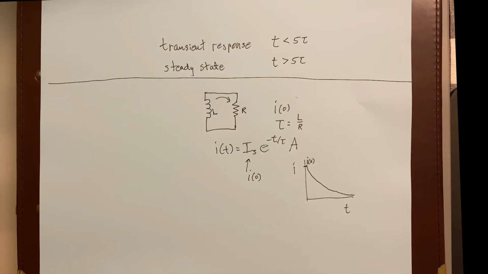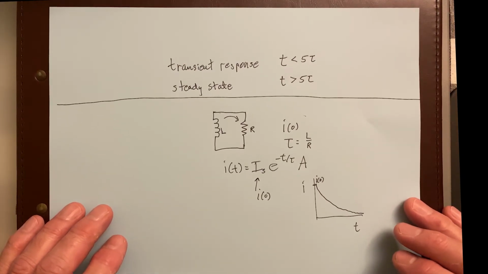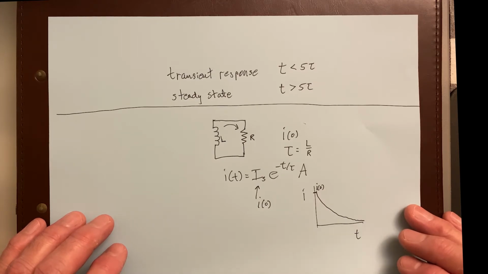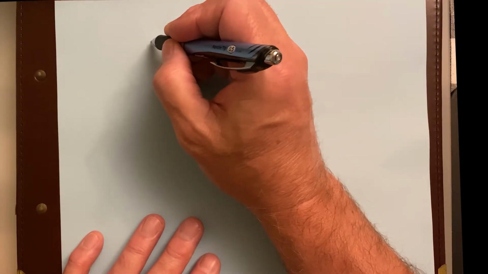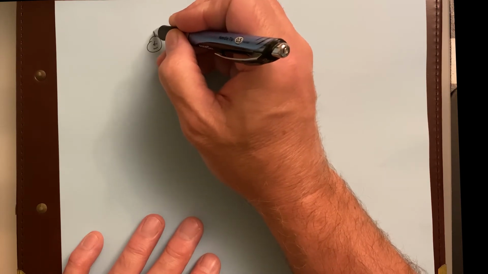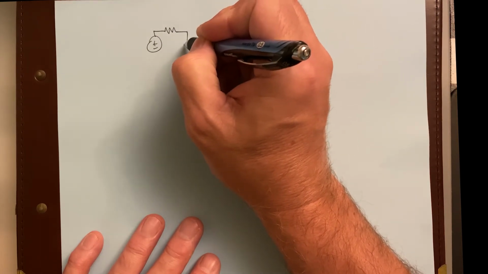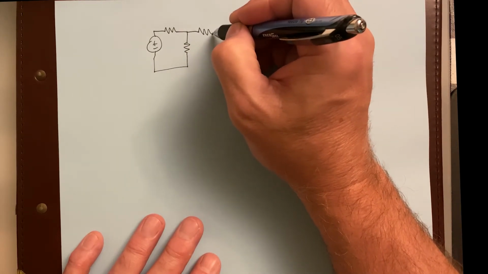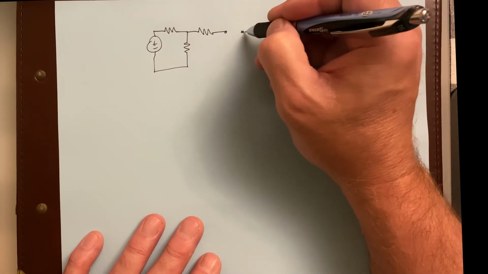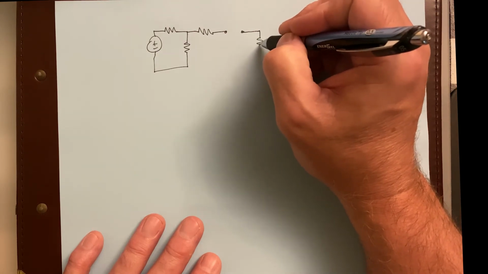All right. Let's see. We could probably do one more problem here. I think it'll go relatively quickly. Let's say that we've got this circuit. Did I say it would go quickly? I probably lied.